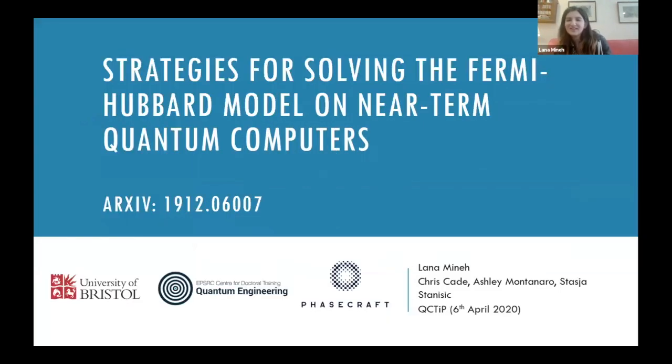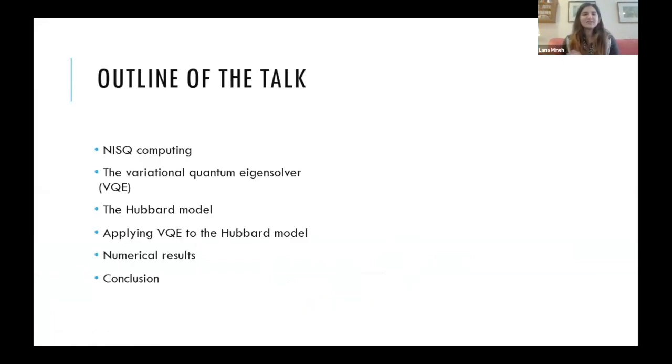Okay. Great. So yeah, I'm going to talk about strategies for solving the Fermi-Hubbard model on near-term quantum computers. So I'm going to start with a brief introduction to NISQ computing, the algorithm we're using, which is the variational quantum eigensolver, the problem we're trying to solve, which is the Hubbard model, and the bulk of the talk will be about applying the VQE to the Hubbard model and our simulation results.